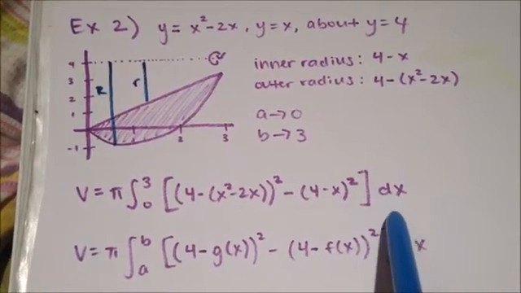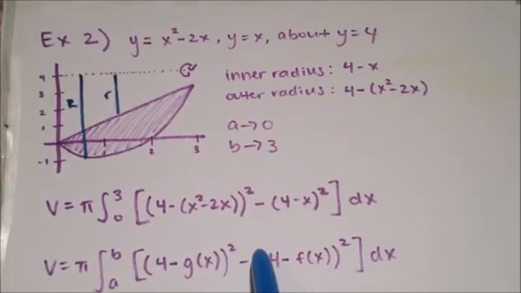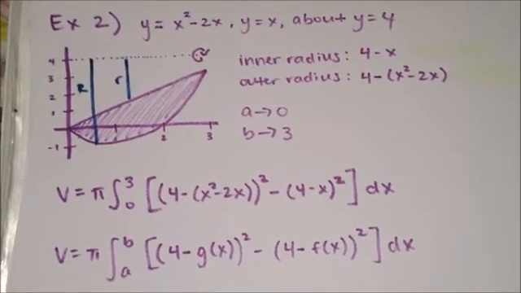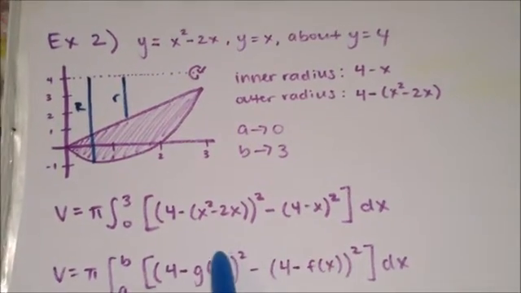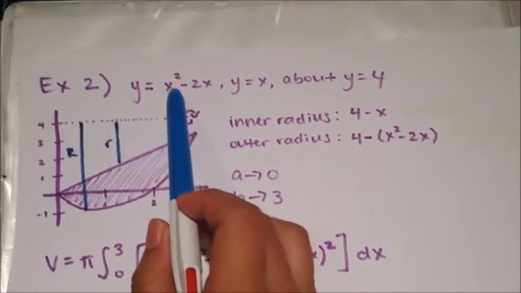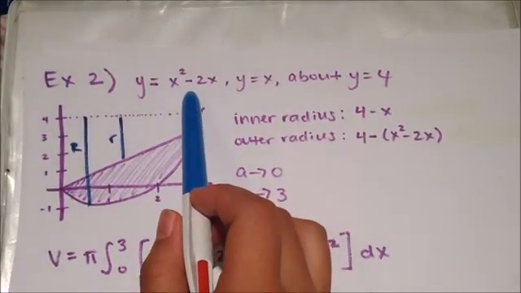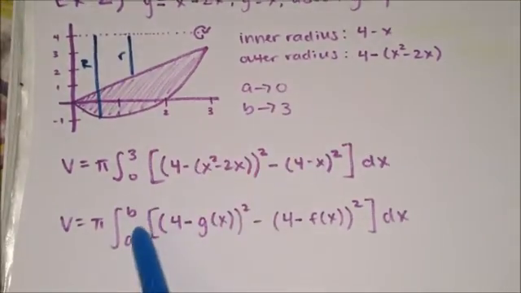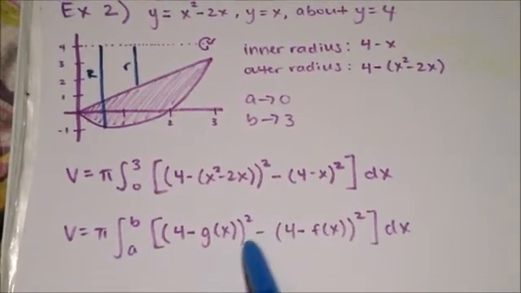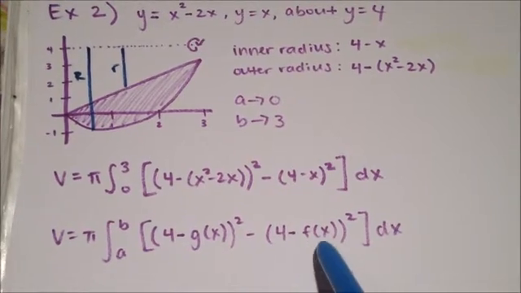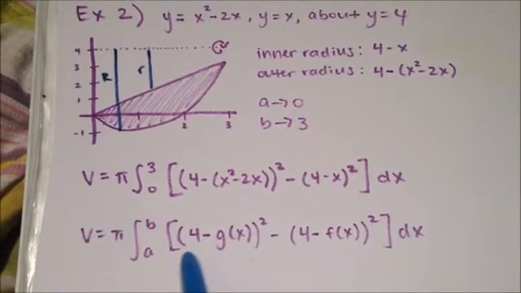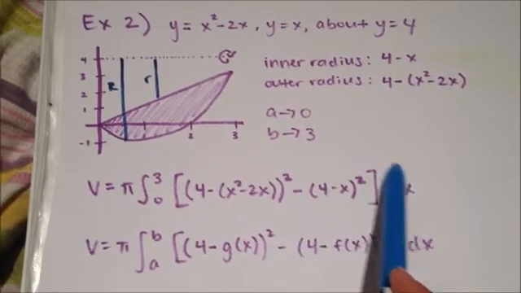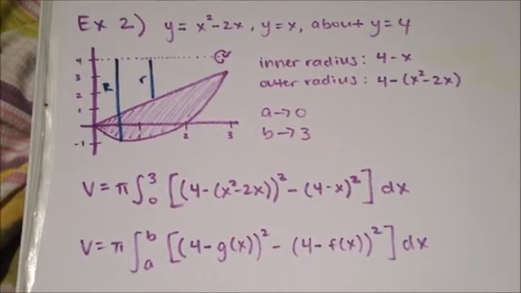And there's our dx. And if we want to do that trick like we did before, making it simpler and easier to put in our calculator, we can set this equal to g of x and this equal to f of x. So then it would just be (4 minus g of x) squared minus (4 minus f of x) squared. And we can also set our intervals a and b as 0 and 3, and that would make it a lot easier to put into a calculator.